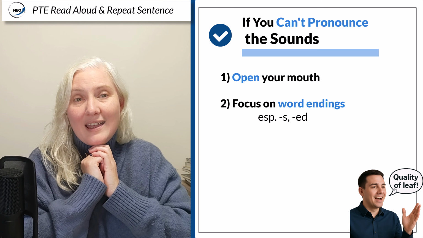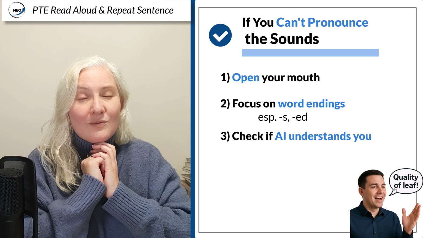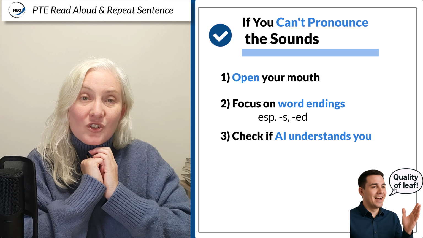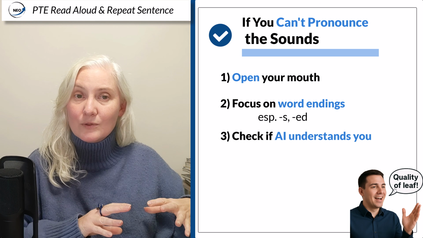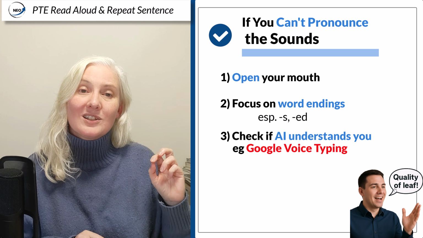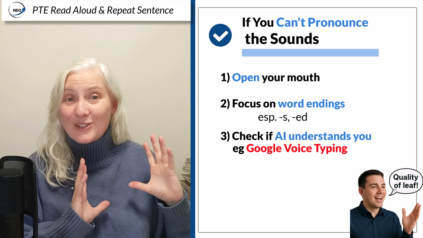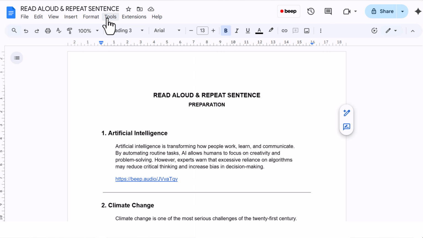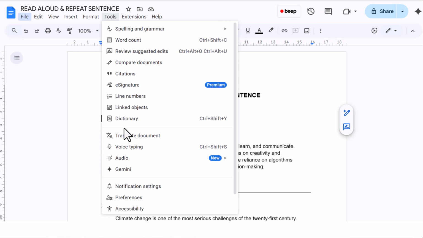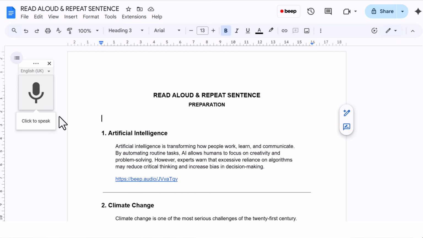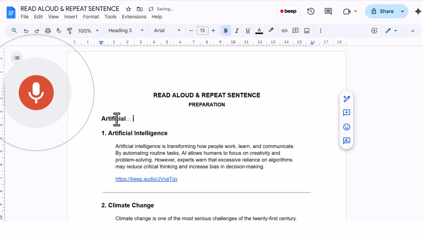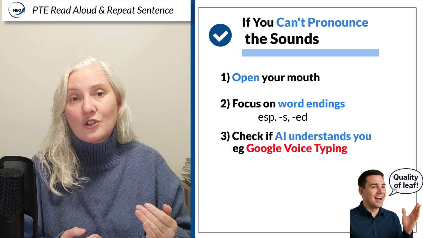Talk to AI. Check that the voice recognition can catch you. I like to use Google Docs. I go into Google Voice Typing. It's quite easy to find. Just open a Google Doc, go to Tools, Google Voice Typing, and then speak. And make sure that it can catch what you're saying. So practice reading some read aloud passages to it. Check that it can catch you correctly.